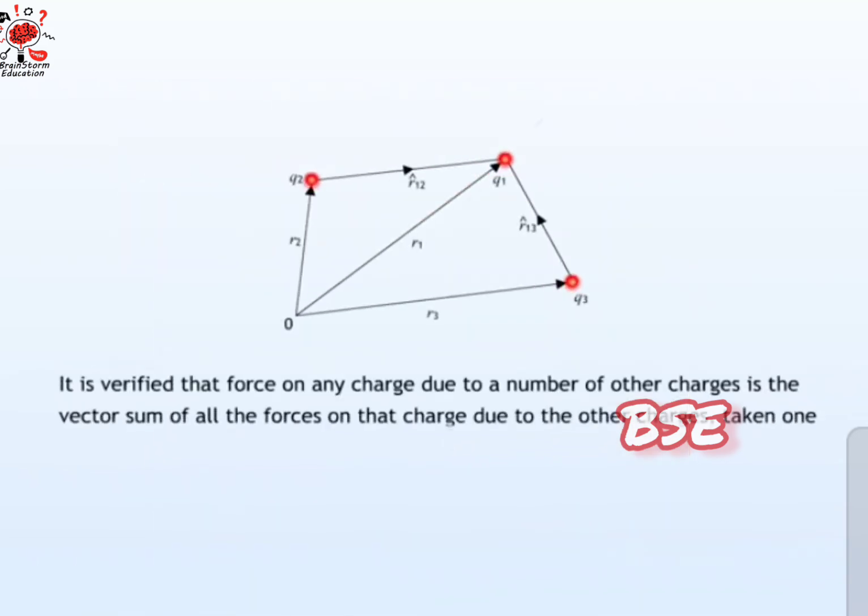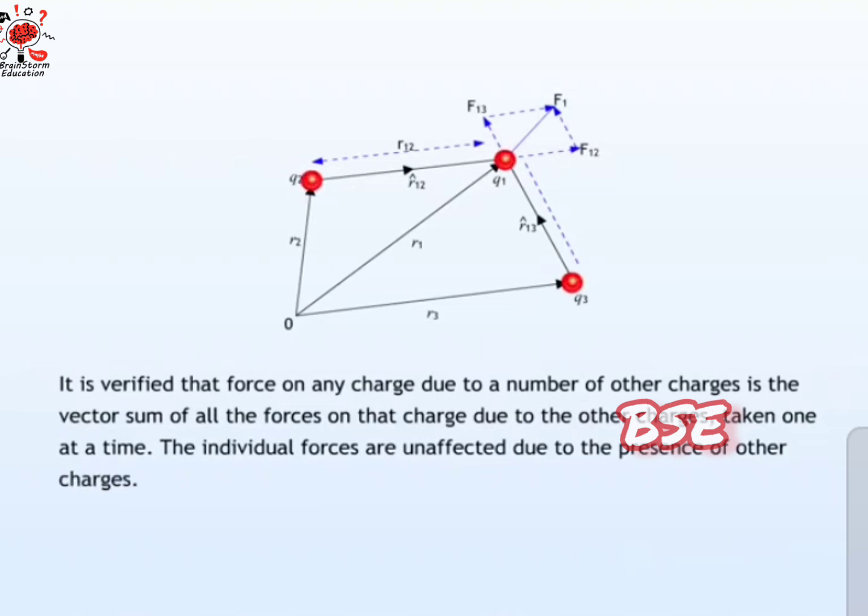It is verified that the force on any charge due to a number of other charges is the vector sum of all the forces on that charge due to the other charges, taken one at a time. The individual forces are unaffected by the presence of other charges. This is termed the principle of superposition.